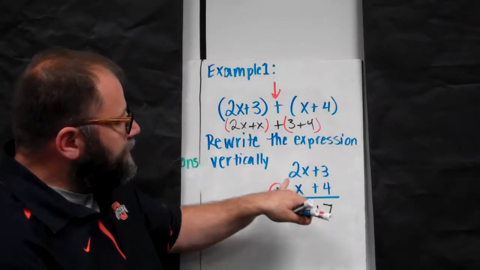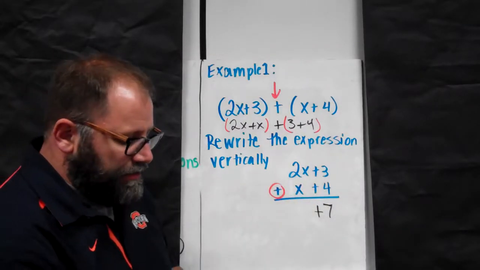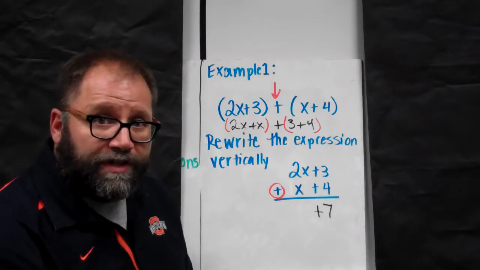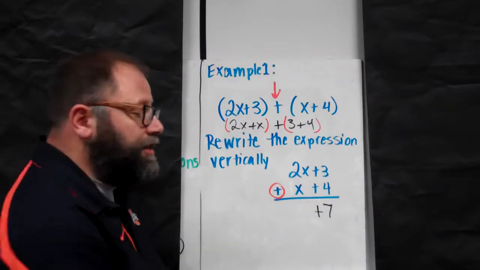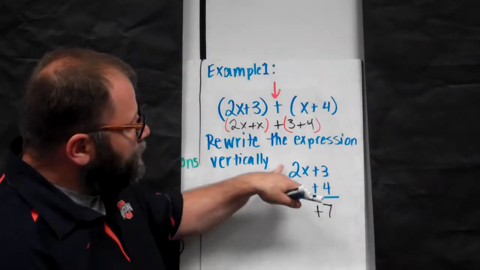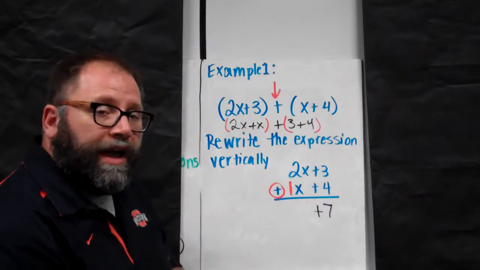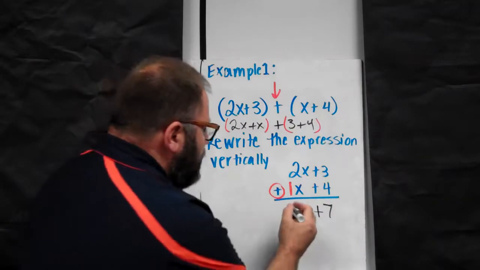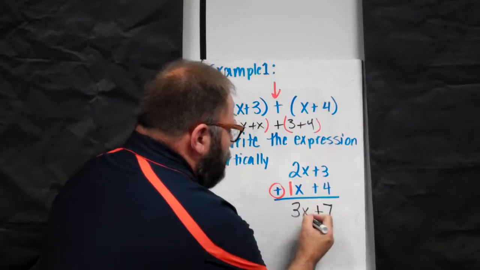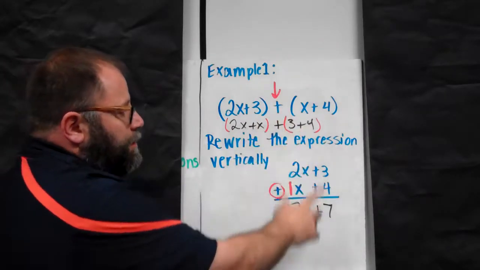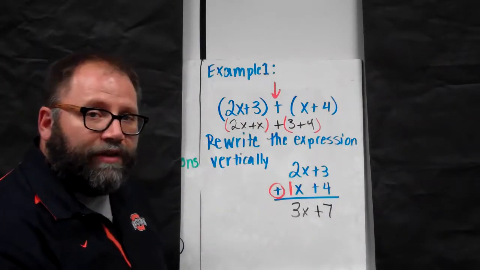But then, here's the key. We have 2x and x, and you know that secret number that is ahead of every single variable that doesn't have a coefficient, we know that is 1. So we have 2x plus 1x, and that then equals, you've already said it, 3x. So the addition of these two expressions is 3x plus 7.